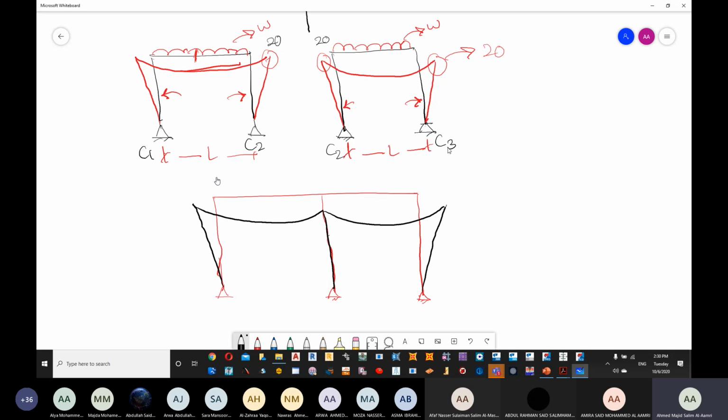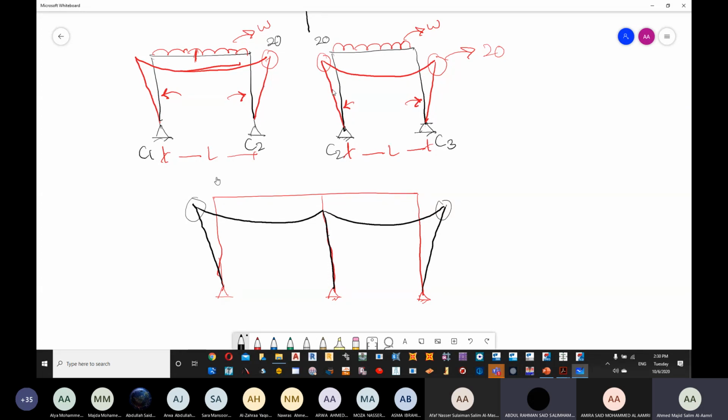Now column number 1 is going left or right? Left. So this is going left now. Column number 3 is going left or right? Right. Column number 2, once is going left, this is going right.